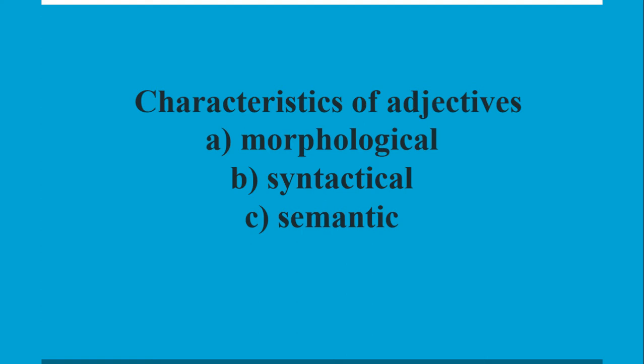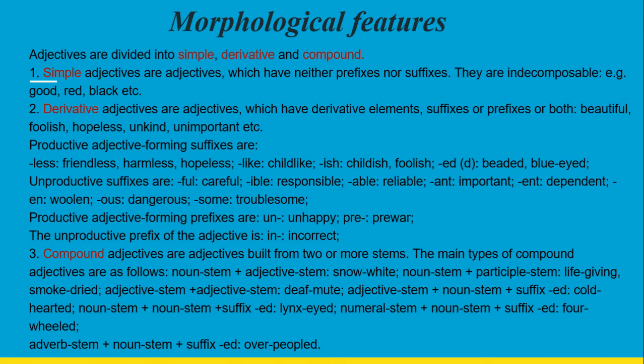Characteristics of adjectives: morphological, syntactical, semantic features. Adjectives are divided into simple, derivative, and compound. Simple adjectives are adjectives which have neither prefixes nor suffixes. Derivative adjectives are adjectives which have derivative elements, suffixes or prefixes, or both. Compound adjectives are adjectives built from two or more stems.